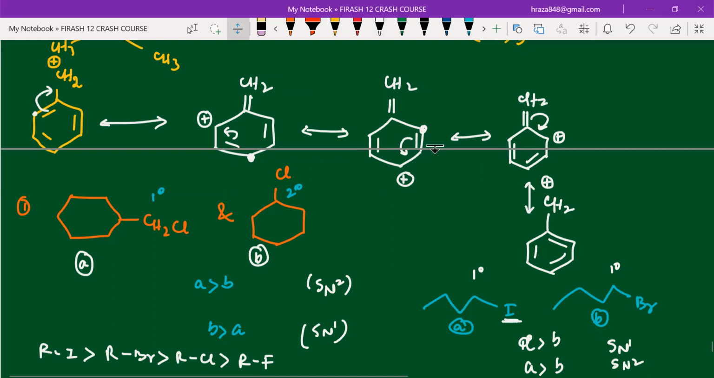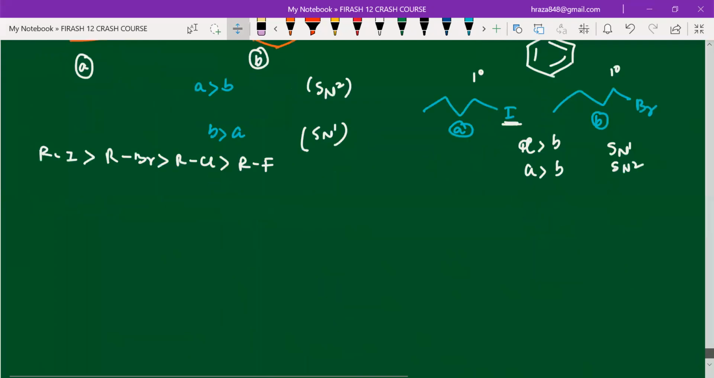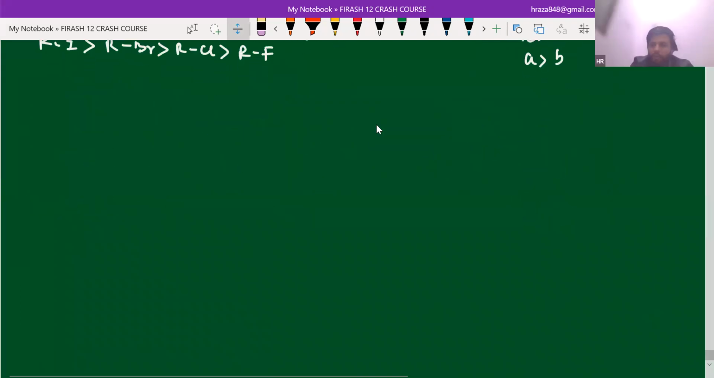Yes, sir. It's the same order in both reactions, right? Yeah. That is because both are the same degree, so we will go for the leaving group.